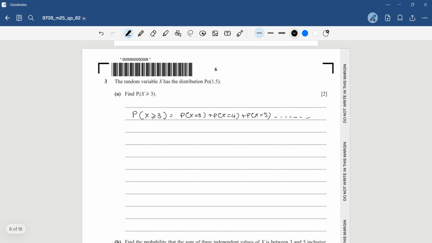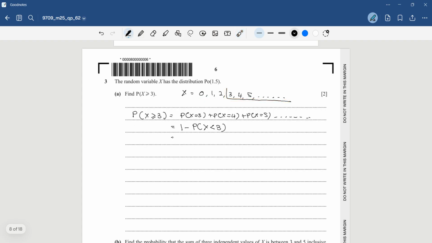It's endless. But what we know is that the total probability, or sum of the probabilities, is always equal to 1. So what I can do is put 1 minus probability x less than 3. Since it's discrete, the x value must start with 0, 1, 2, 3, 4, 5, and so on. They ask for from 3 onwards. The total is 1, so 1 minus this, you will get this.